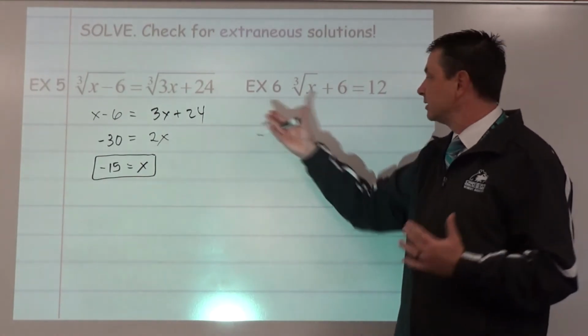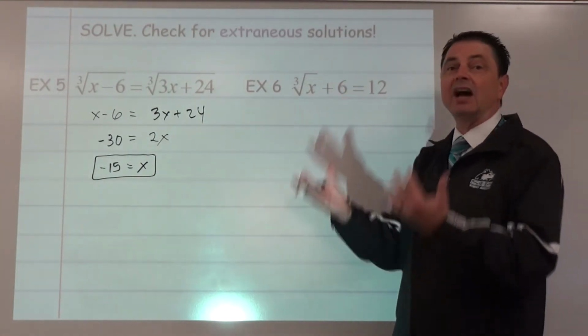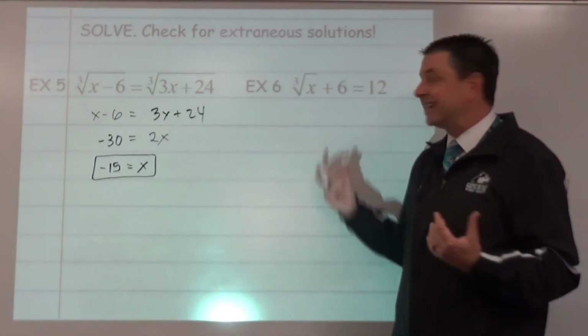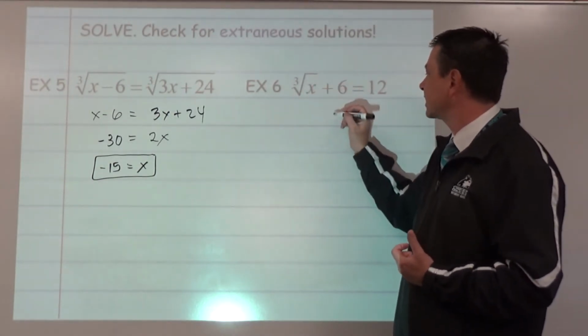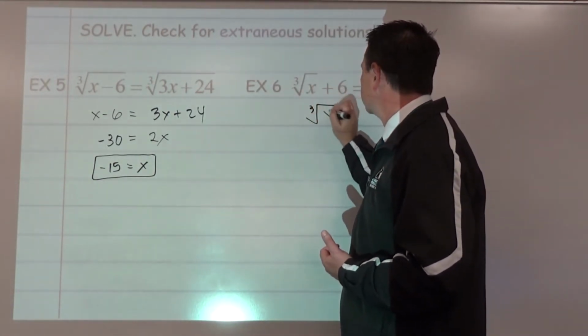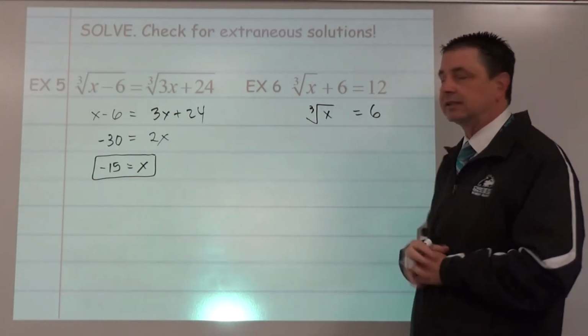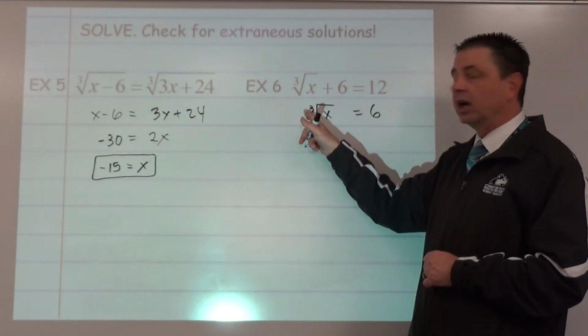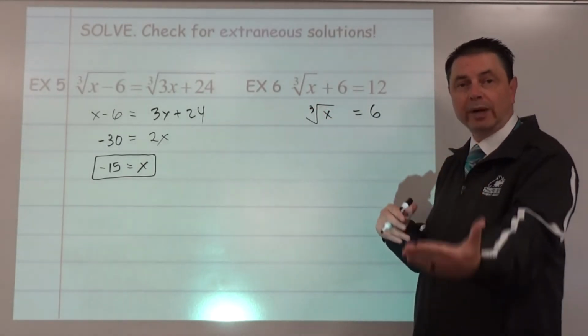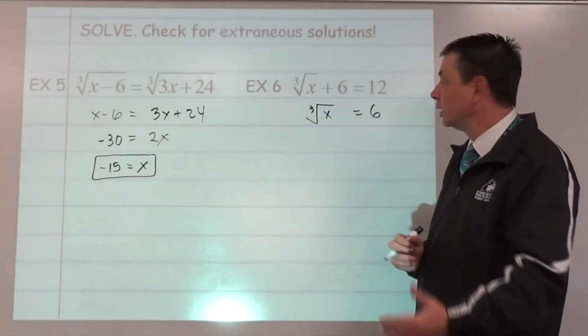Example number 6, slightly different. The plus 6 is outside of the root, so we want to isolate. We want to remove the plus 6. We're going to subtract 6 on both sides. 12 minus 6 is 6. Now we want to undo the cube root. By the inverse, we're going to cube both sides.